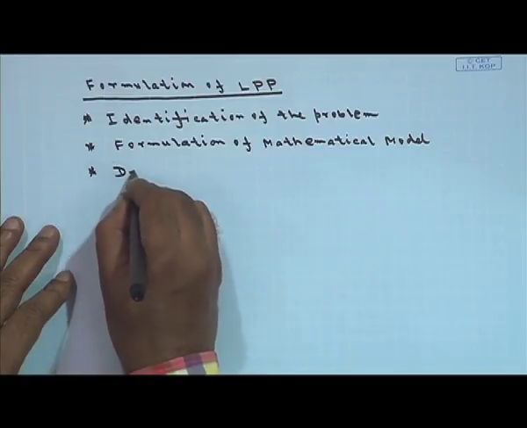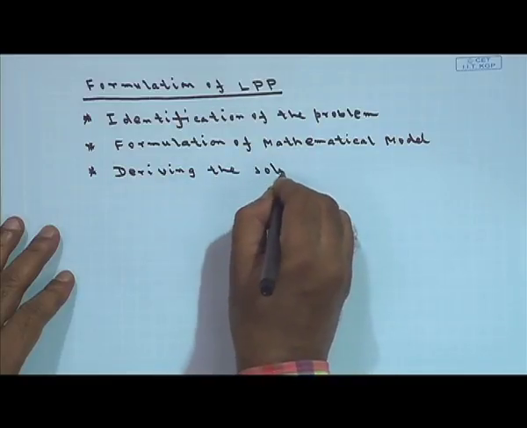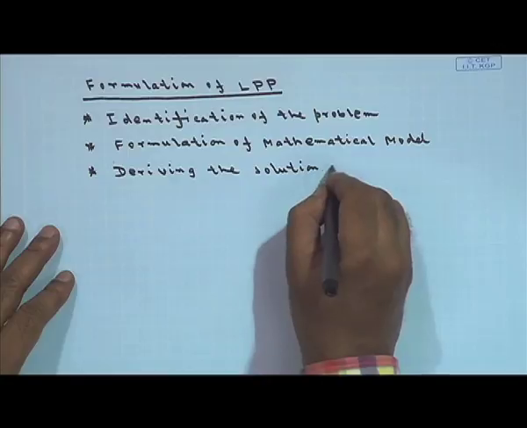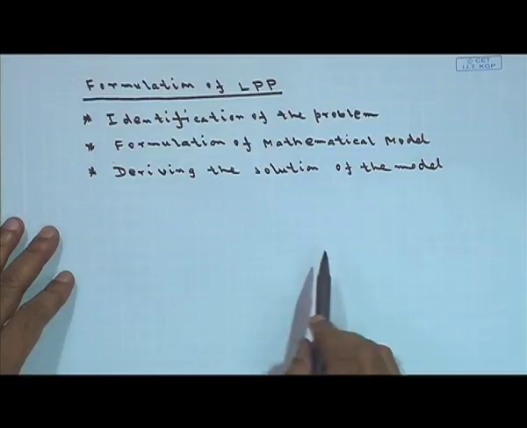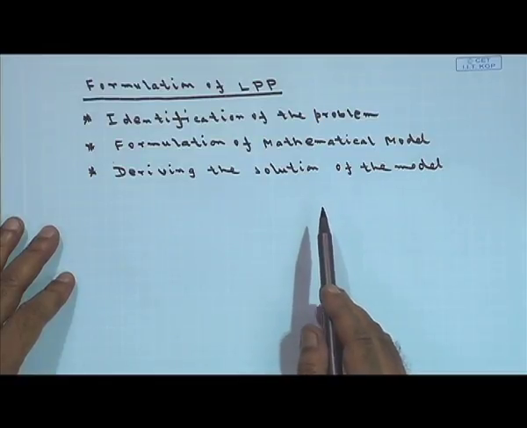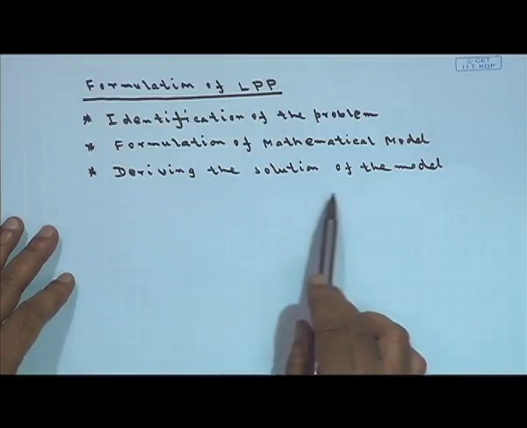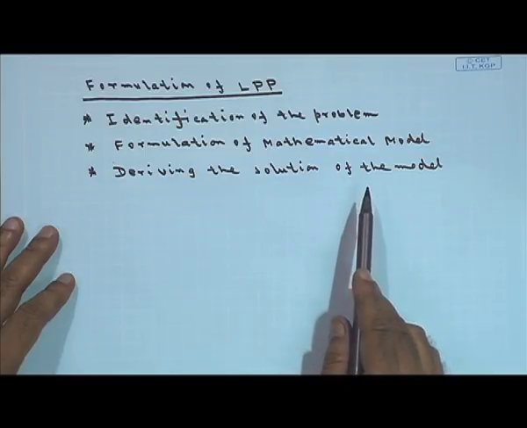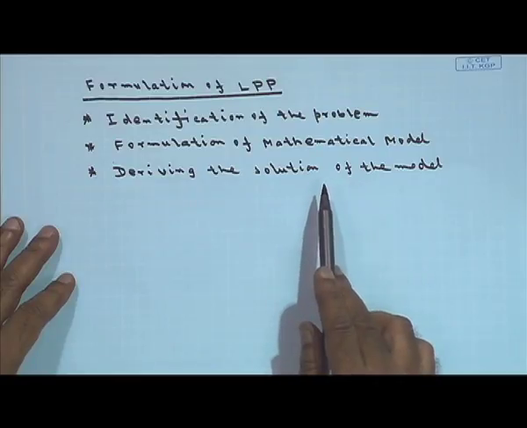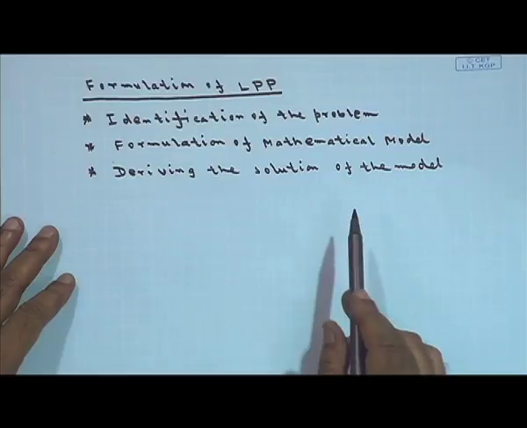The third step is deriving the solution of the model. Now, what technique or methods will you use to solve the mathematical model? For that I have to find the solution of the model, and optimization comes into the picture basically at this stage. Optimization is the technique by which you can find the solution of a mathematical model.